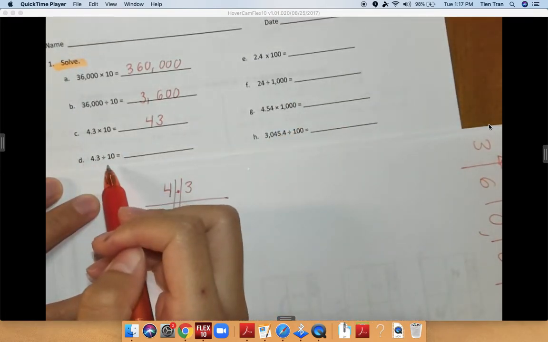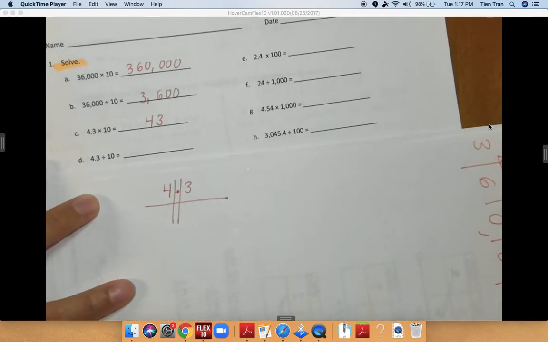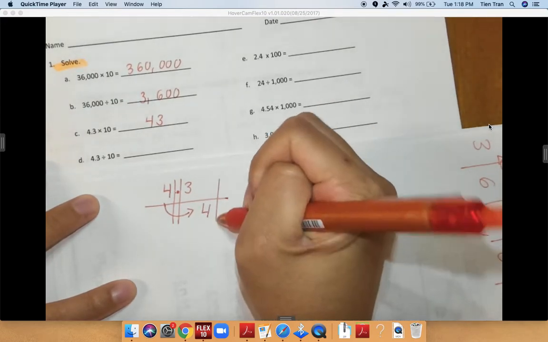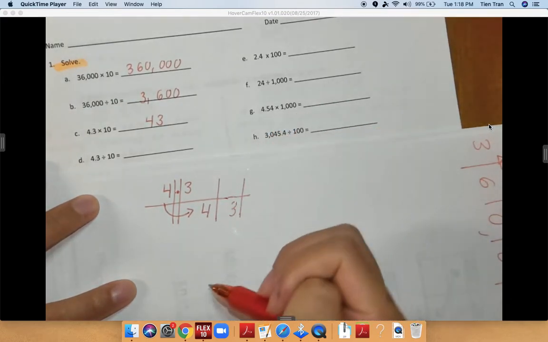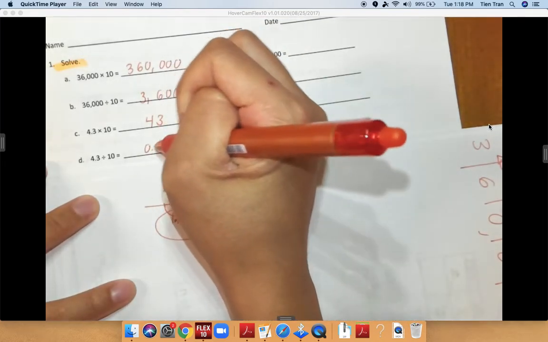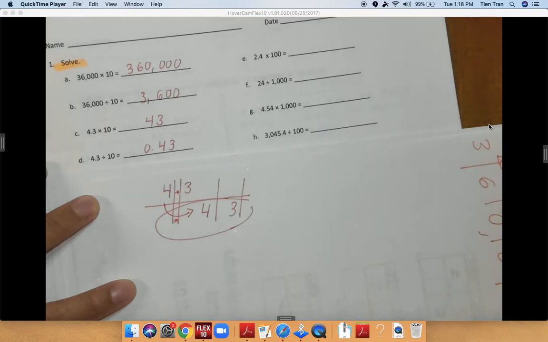This one right here says 4.3, okay? Same thing as the other one, but this time they want me to divide by 10. And when I'm dividing, that means that my number is getting smaller. So that means my number is going to move to the right. So my 4 moves over one time and my 3 moves over one time. So my new number right here is going to be 0.43.